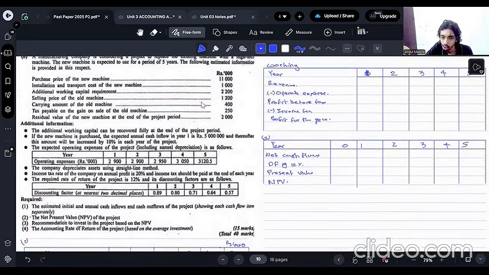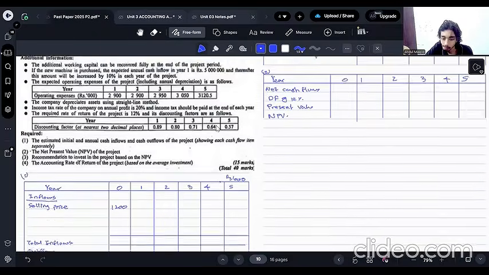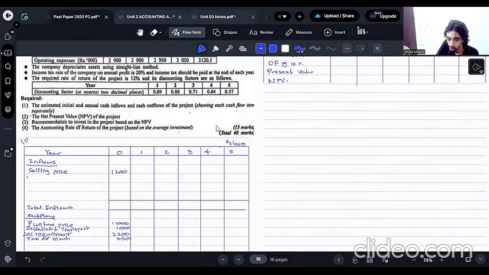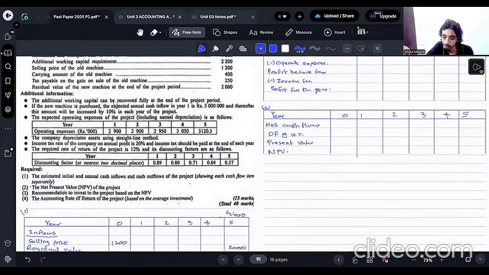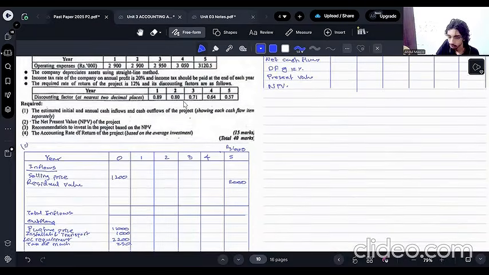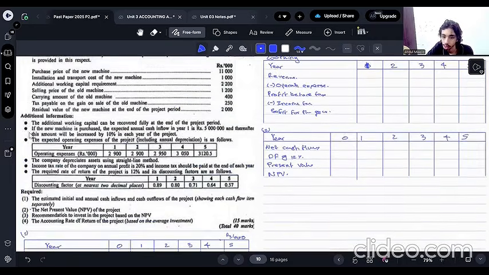Then a residual value you will need if you want. Residual value will come as an inflow in the final year. Residual value can be recovered in the final year. Residual value 2,000. Additional info: the additional working capital can be recovered fully at the end of the project. Then you can say working capital recovery 2,200. Okay, next.